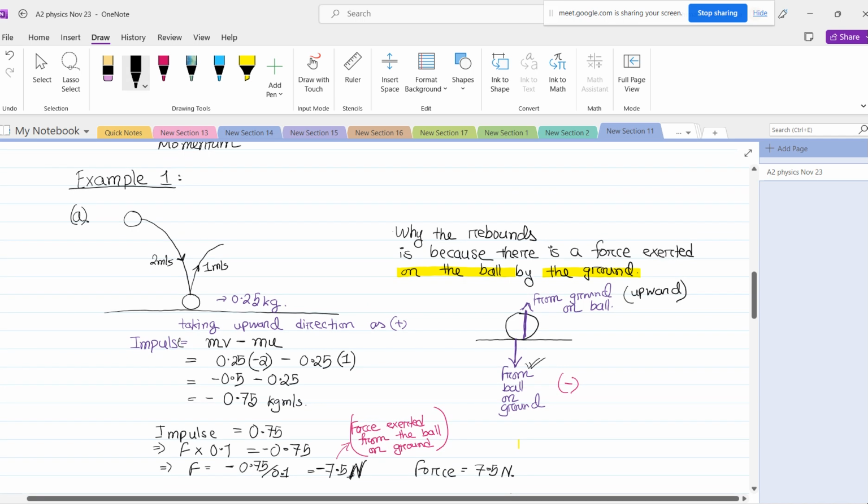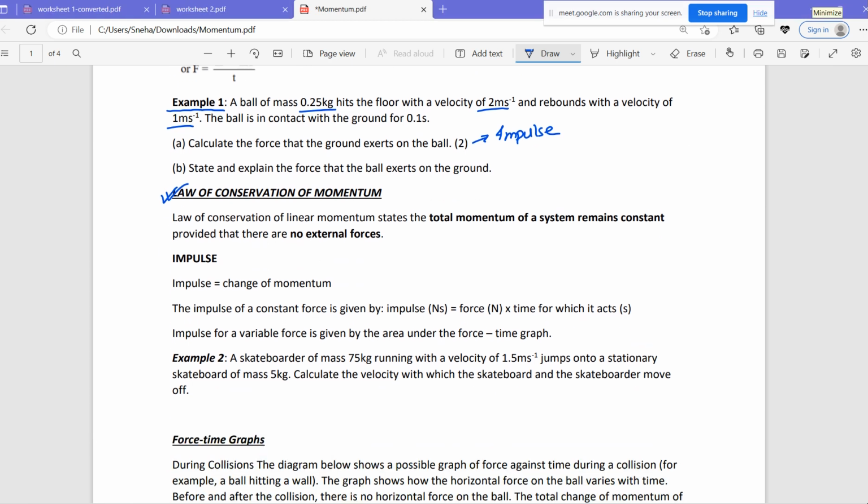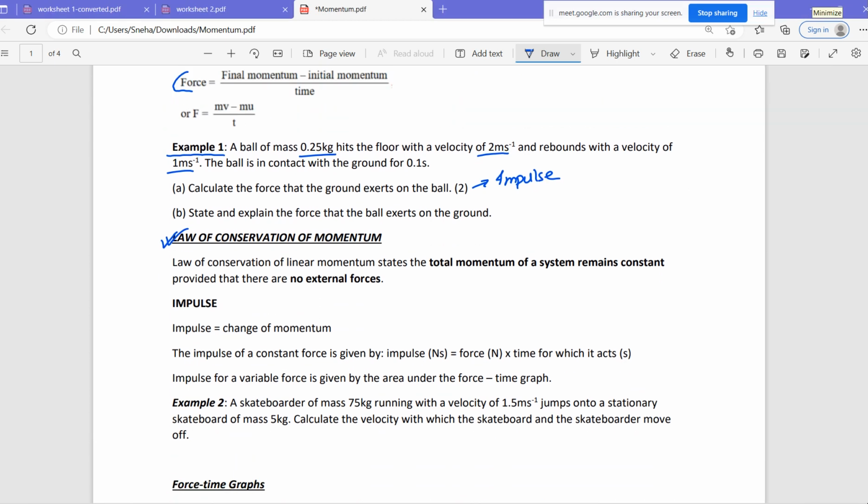Yes, ma'am. Okay, so if this is clear, we're done with part A. In part B, it says, state and explain the force that the ball exerts on the ground. Obviously we have already seen, according to Newton's third law, the force exerted by the ball on the ground will be 7.5 Newton in the downward direction.